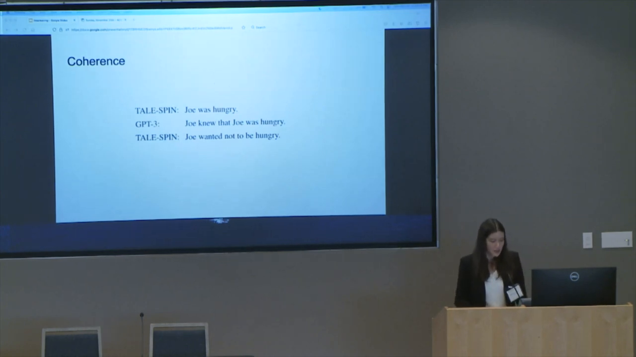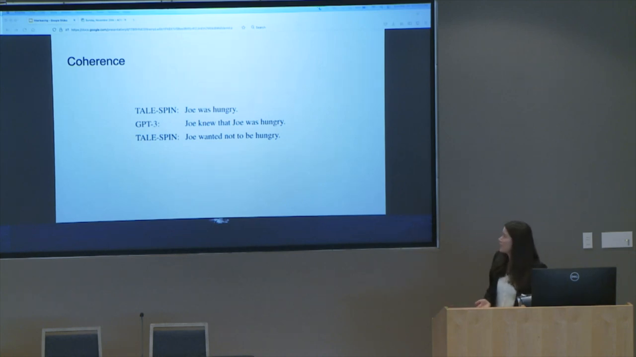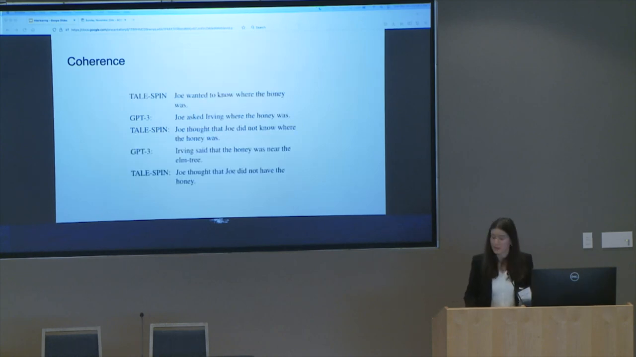So in addition, the coherence of a story is also of importance. And in many cases of interleaving, GPT-3 was able to provide content that makes sense. Like in this example, we start with Zhou is hungry. Zhou knew that Zhou was hungry, and then Zhou wanted not to be hungry. Right, okay. So in this example, GPT-3 is producing content that moves the story along.